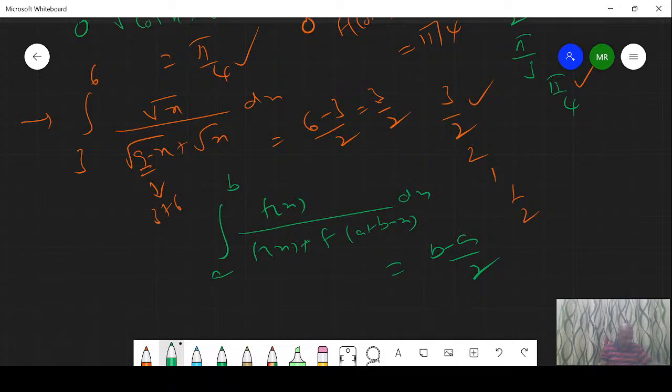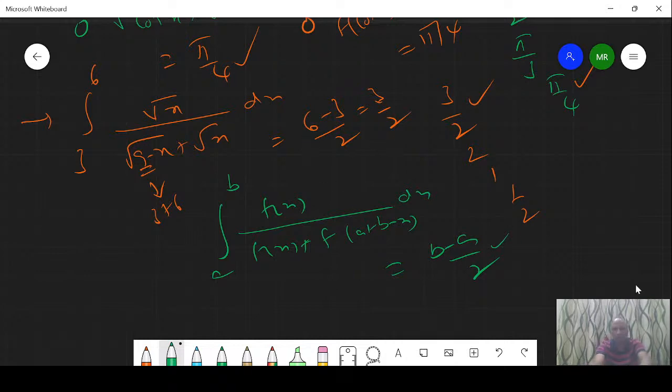Same way you can think about that. Why? Because to solve the problem it is a simple concept. Why am I telling you that it is b minus a by 2? You apply the property of replacing x with a plus b minus x. Here also a plus b minus x. It will become 2I equal to the integral of 1 dx, which becomes x, and applying the limits, b minus a by 2. That is 6 minus 3 by 2.